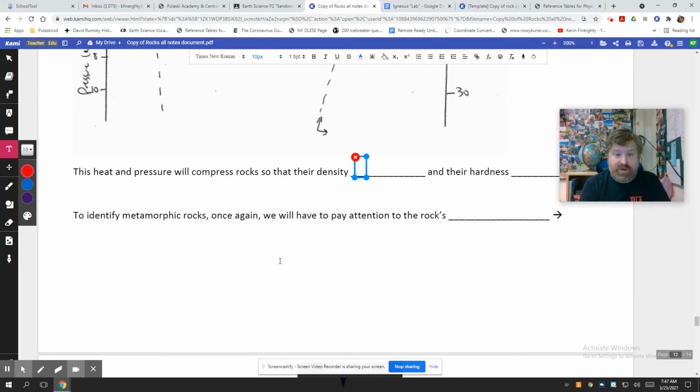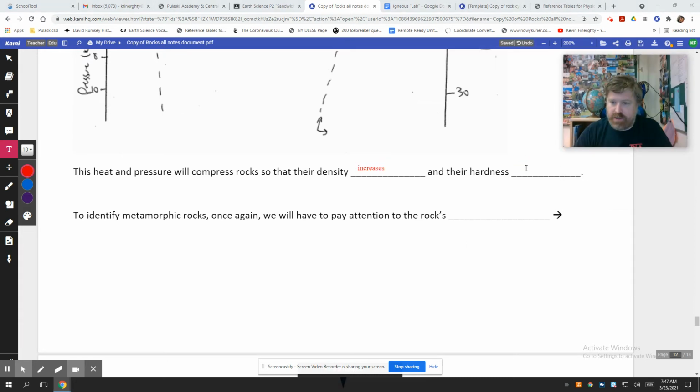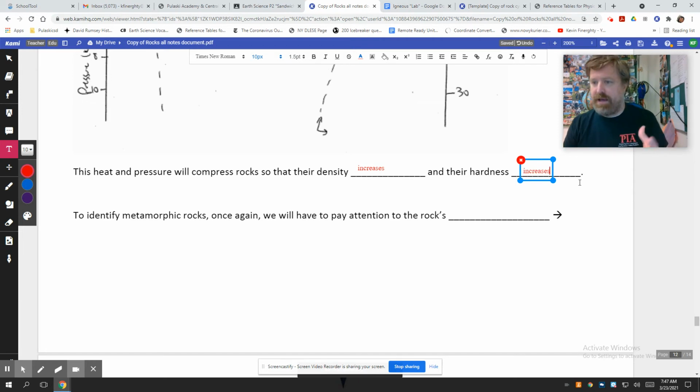Heat and pressure will compress the rock so that its density increases and its hardness increases. You're familiar with this if you've ever made a snowball. Take a couple hand scoops of snow. It's low density. So what do you do? You mush it. You put it under pressure, and you increase the density and the hardness so you can whip it at somebody.